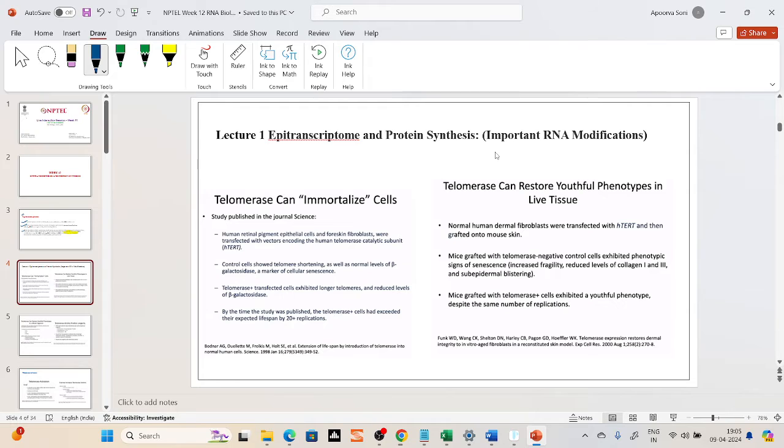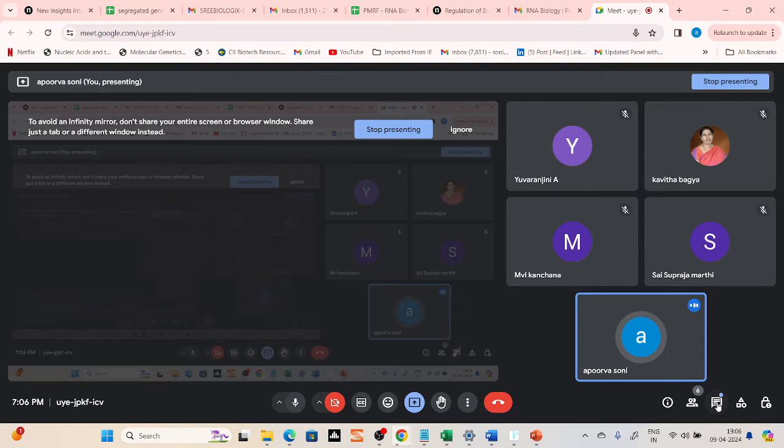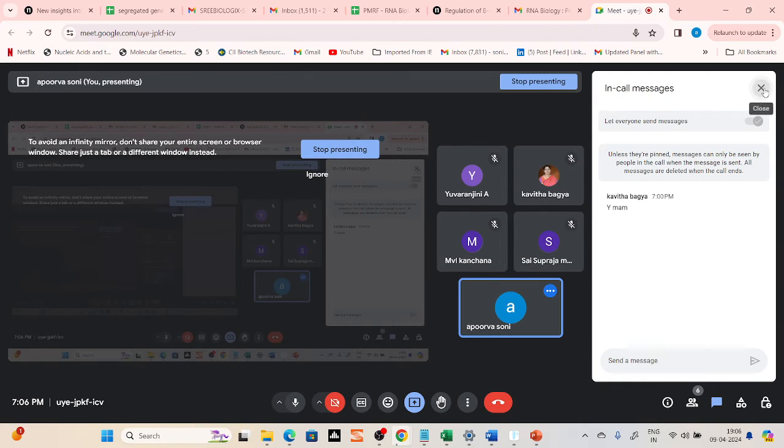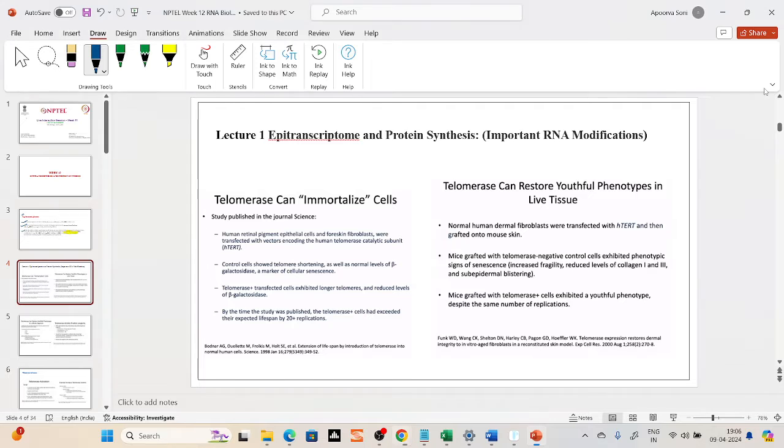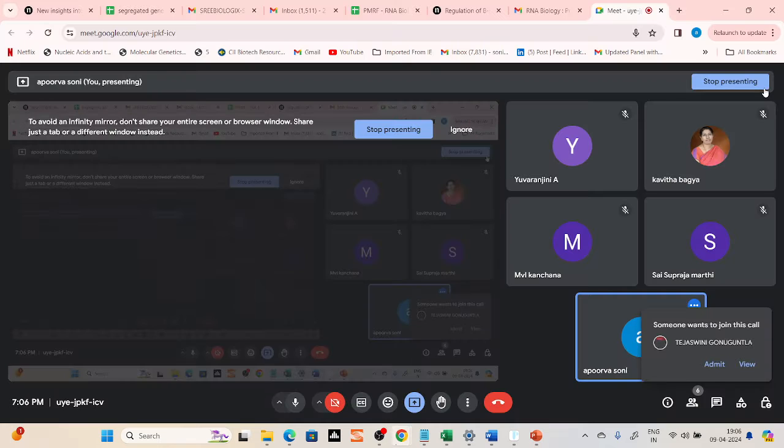in the last week's class, we were studying telomeres and the enzyme telomerase, and various things about them. Here are some examples just to show what telomeres and telomerase can actually do. Can anybody tell me the meaning of telomerase? Telomerase is a reverse transcriptase. It's an enzyme which is responsible for the addition of telomeres at the end of the chromosome.